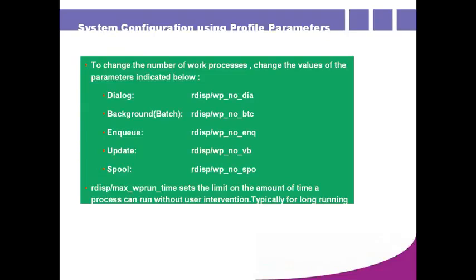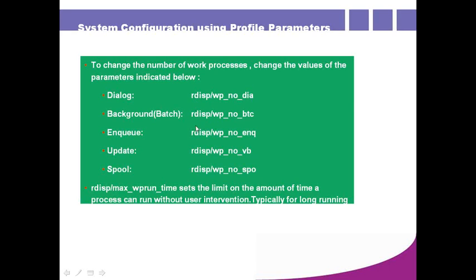So these are the first parameters we are learning during this course. The profiles contain parameters. Parameters will be assigned with some values. Using those values only, the SAP system operates. For example, I want to configure dialog work process, I want to increase from 10 to 50. How will you change? It is using this parameter, rdisp/wp_no_dia.